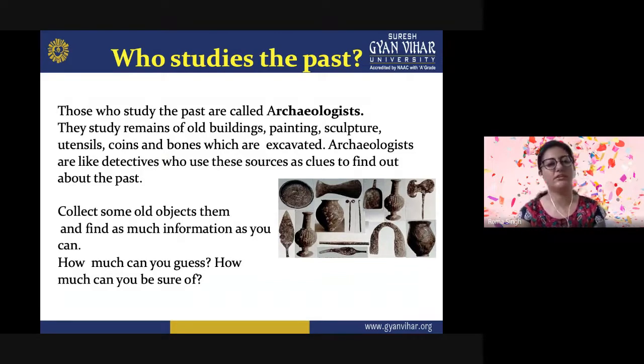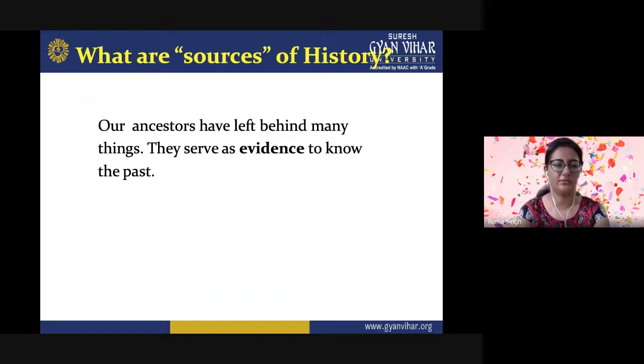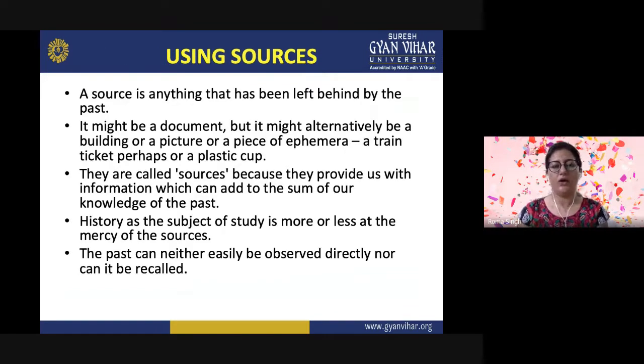History is a study of the past only. Our ancestors have left behind many things, which are the evidence that serve as knowledge of the past. These are the sources of history. So how do we use sources? A source is anything that has been left behind by the past.